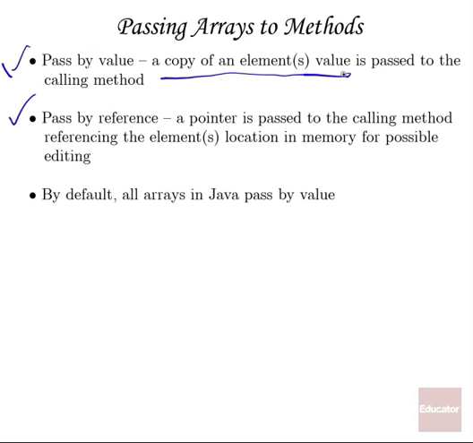With pass by reference, what happens is a pointer is passed to the calling method referencing the elements in that location, and then the data that's stored in the RAM memory at the time is ready for possible editing. So if an element that is being stored in the RAM memory at the time needs to change, it's going to be passed by reference. Now, by default, all arrays in Java are passed by value. All right, let's take a look at some of these arrays in our coding examples.